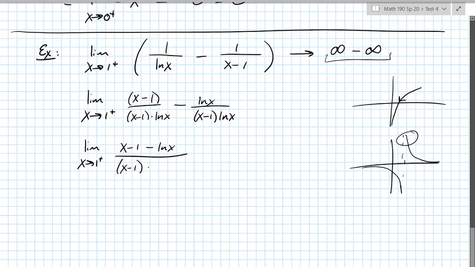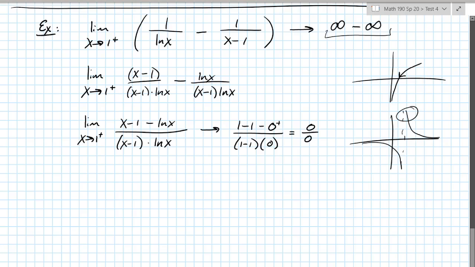And hopefully at this point it gives us a different type of indeterminate form. So using direct substitution, I have 1 minus 1 minus 0, a little bit bigger than 0, over 1 minus 1 times 0, which is 0 over 0. Well, that's good news. We have an indeterminate form of a different type. This type we can use L'Hopital's rule.